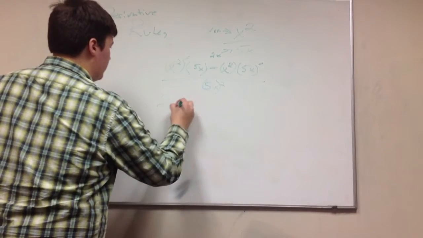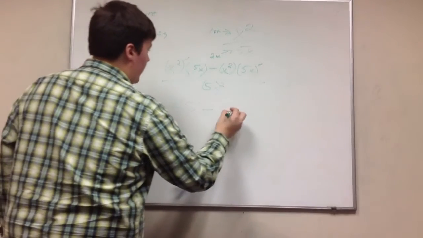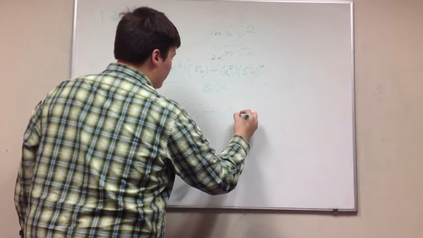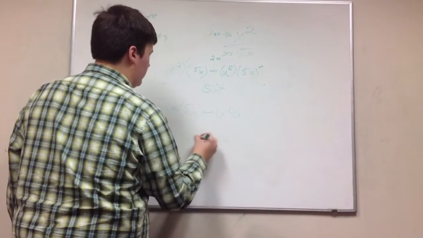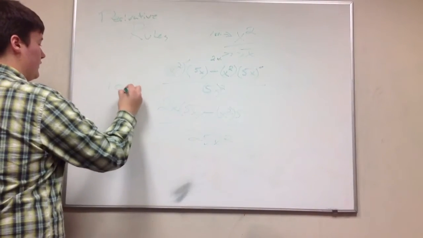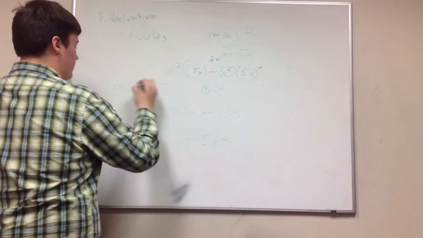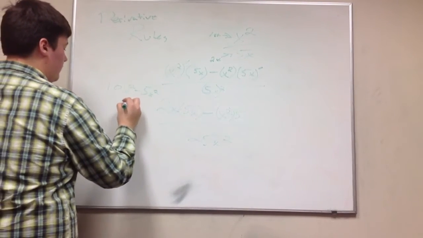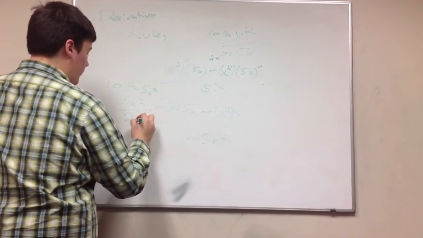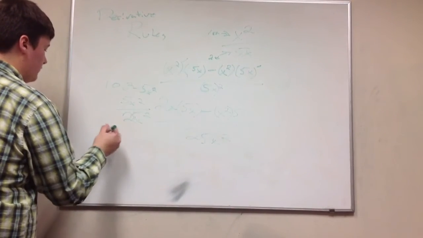So we end up with 2x times 5x minus x squared times 5, over 25x squared. 2x times 5x is 10x squared, minus 5x squared. So we get 5x squared. Remember, it's over 25x squared. That's 5x squared over 25x squared, so we get 1/5.